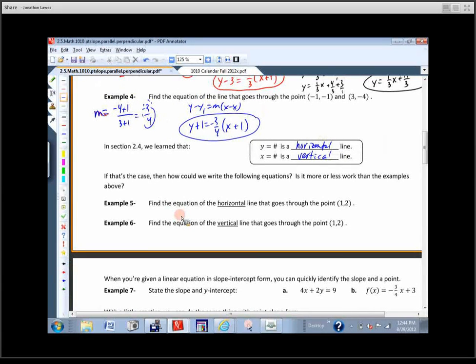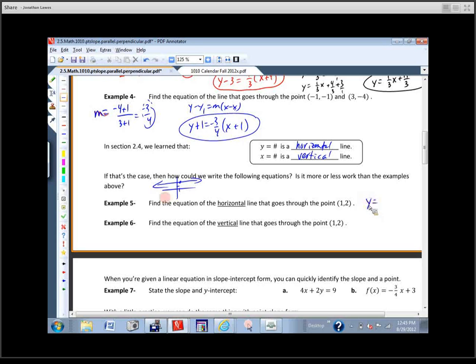So if that's the case, then let's take a look at the next couple of examples, because this one is different. We're still trying to write the equation of a line, but it says this. Find the equation of the horizontal line that goes through the point (1, 2). Now, if this was on an ACT, and we went through and said, okay, let's see. It goes through (1, 2), and it's horizontal, so it looks like this. How could I write the equation of that line? If you don't know this, you're stuck.